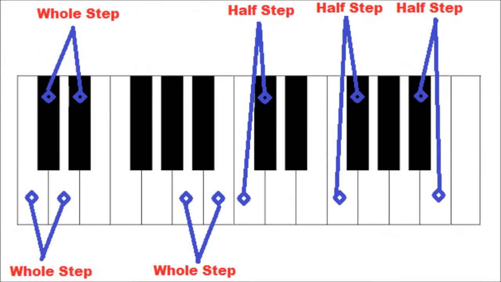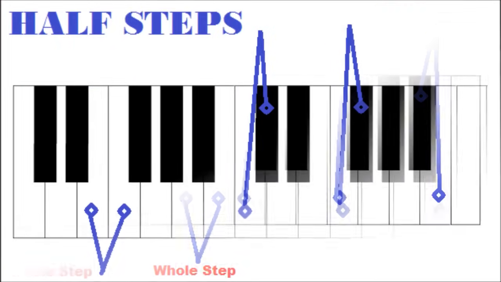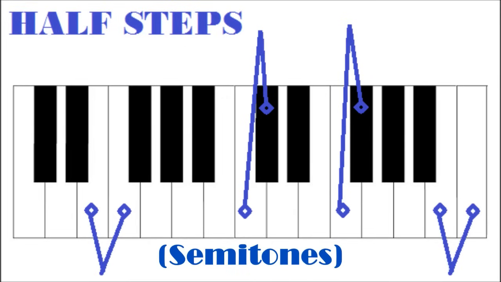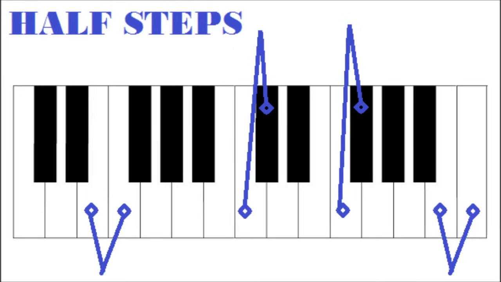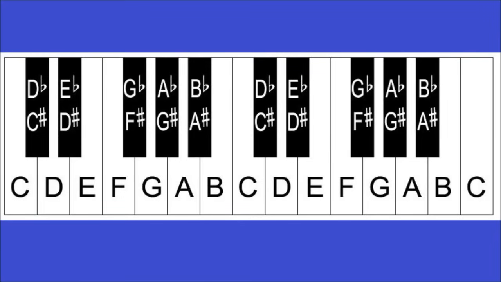Half steps and whole steps. Half steps or semitones. When you move from one key to the key that is next to it, you move one half step or semitone. The keys on your piano move in half steps. A half step is the shortest distance or interval in music. It is the distance from any key to the very next key, left or right, whether that key is black or white. So C to C sharp is a half step.